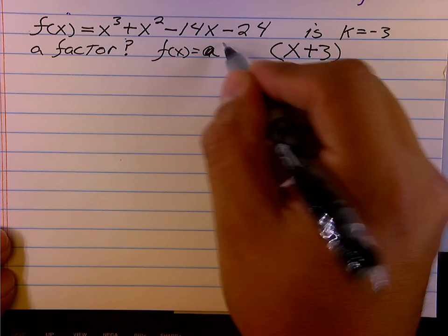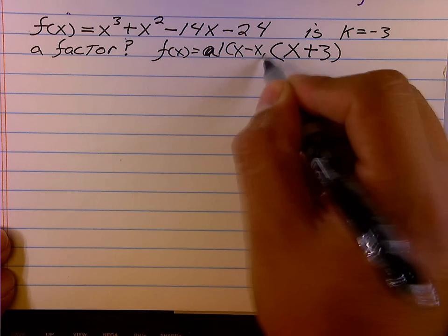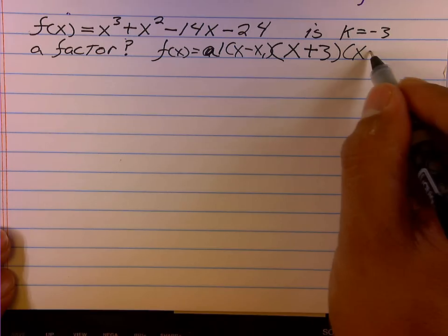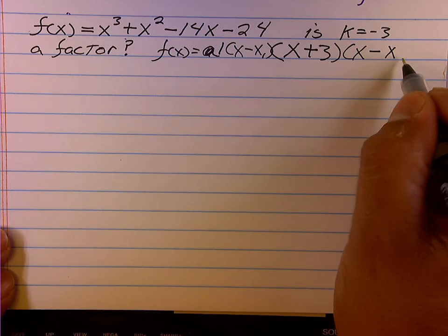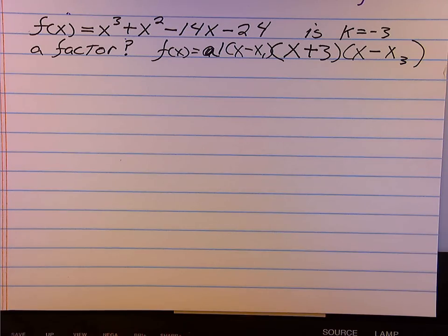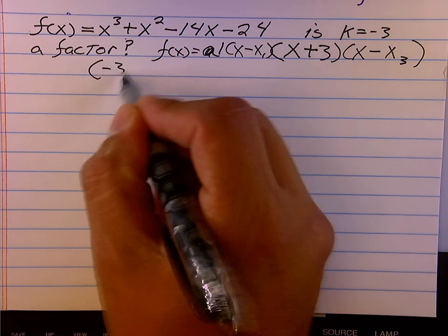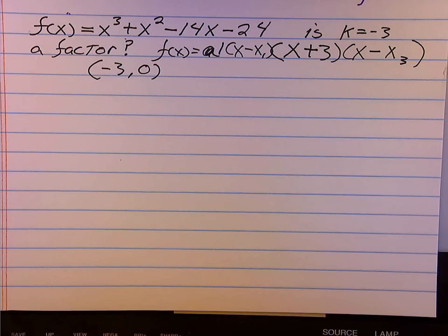Well, a in this case actually would be 1, so we already know that. X minus x1, let's say this is x2, don't really know. What the order is doesn't matter. As many as 3 possible factors, and the question is, is k minus 3 one of them? I don't have to have it in factored form to determine this. If something is in fact a factor, what that means is that's a point on the graph. So if k equals negative 3 is a factor, then negative 3 times 0 must be a point.